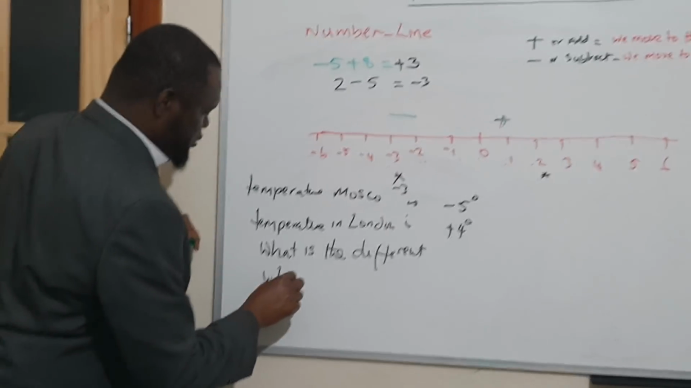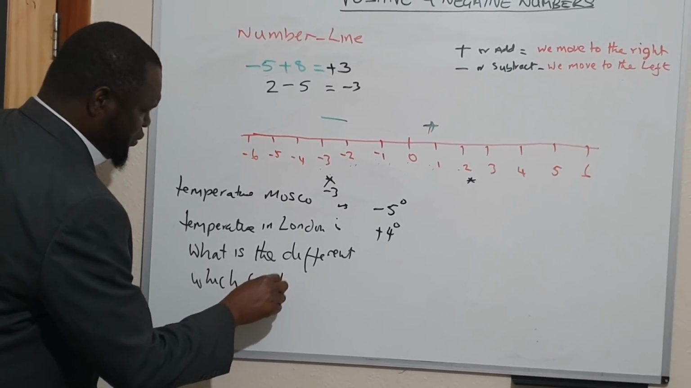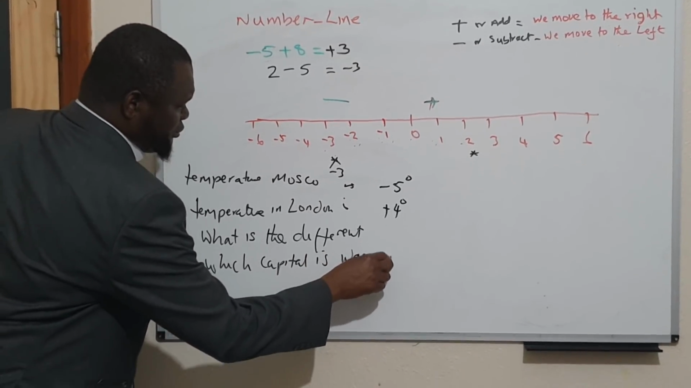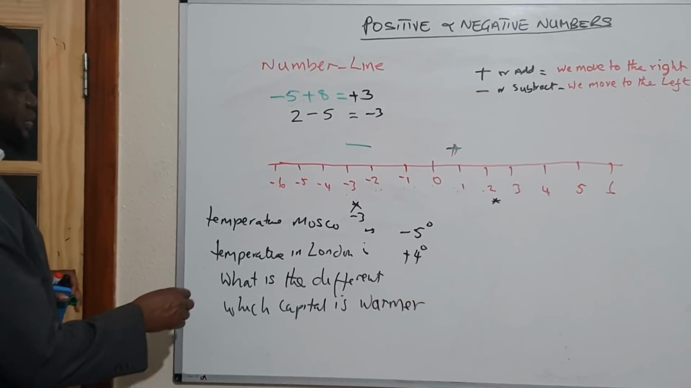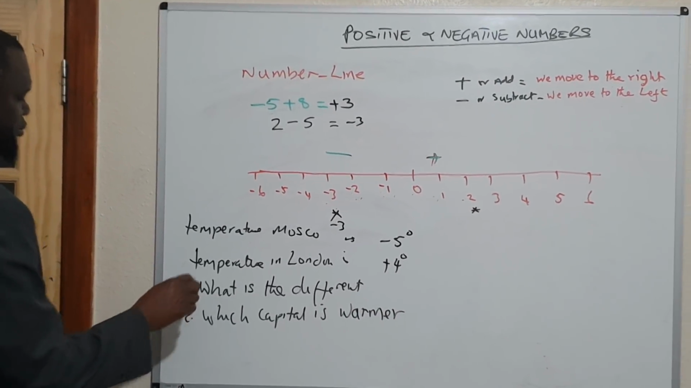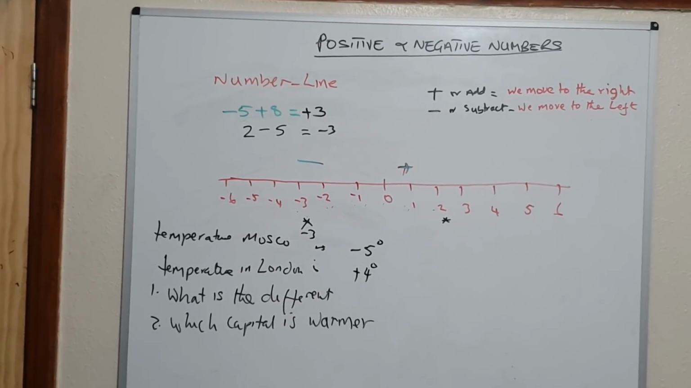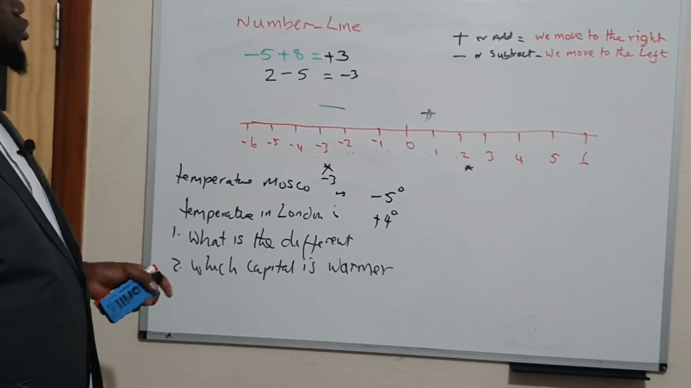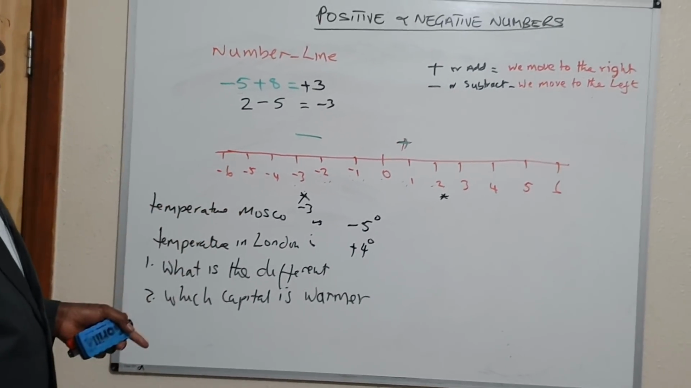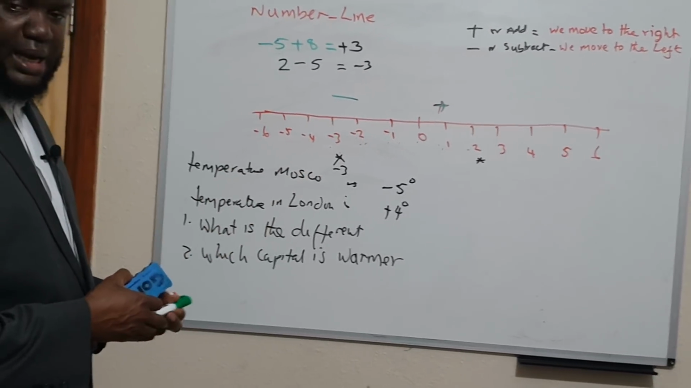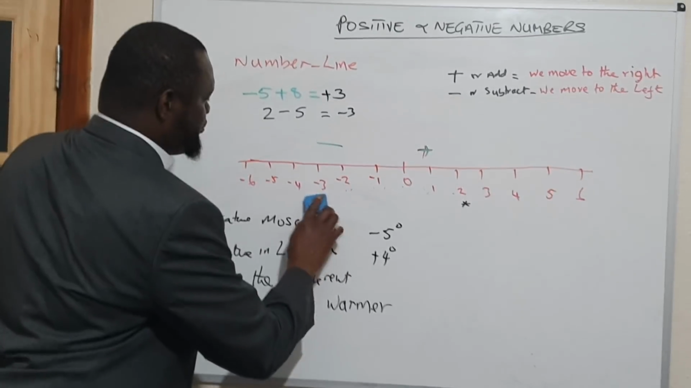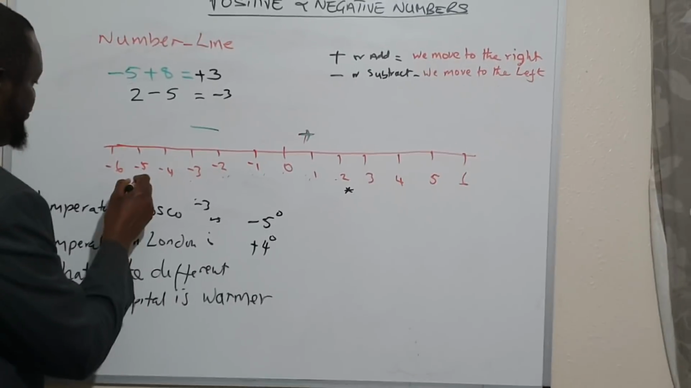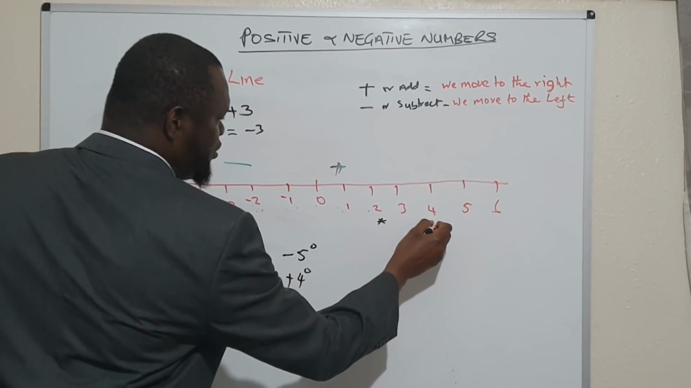Which capital is warmer? So, 1, 2. This could be a GCSE question. Which capital is warmer? So, look at the number. If you want to know the difference, we have to use the number line. When we use the number line, we identify -5 and +4.